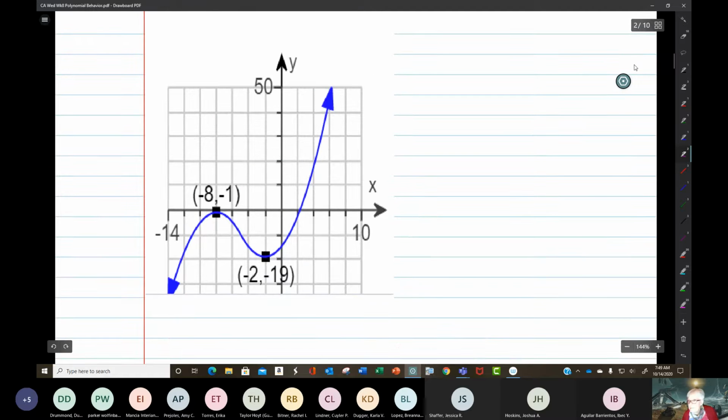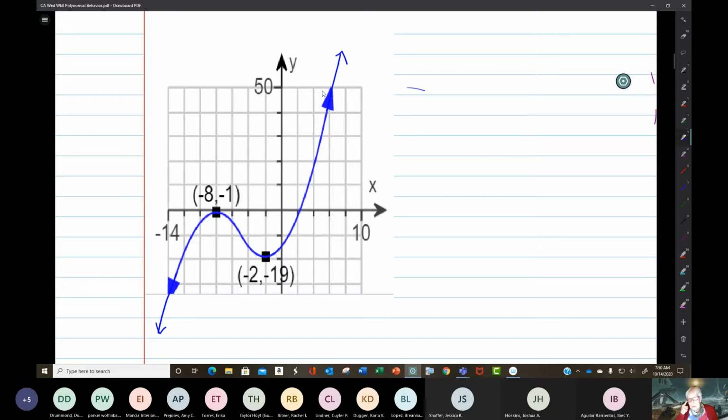Notice that this graph, switch to blue, this graph continues to go up forever. That's what that arrow means. And this graph continues to go down forever. And to the left, and to the right, forever and ever and ever. It doesn't stop there at the boundary of the grid.